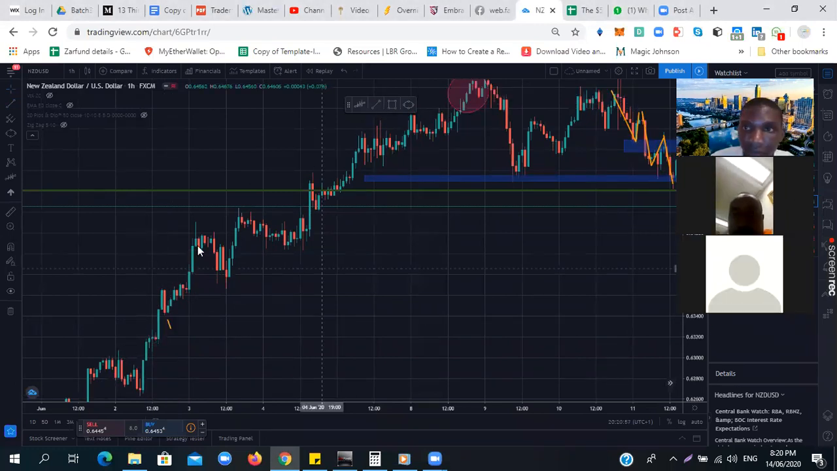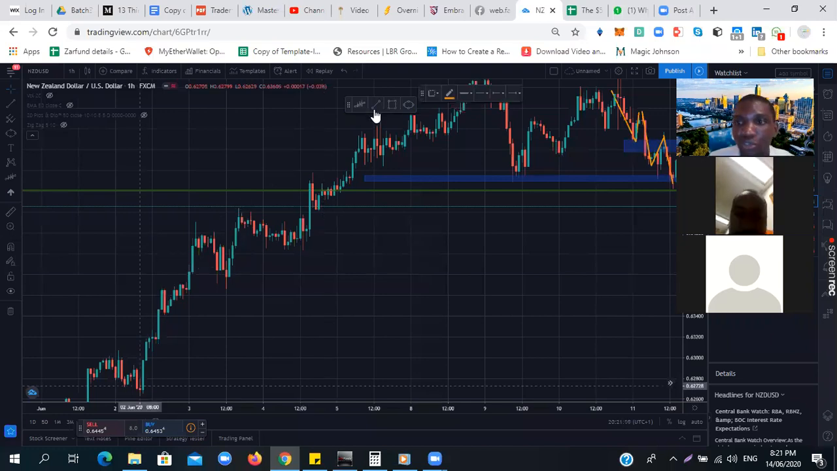Okay, so we'll start from here. The goal is for us to identify what the trend is and how we should trade it. All right, so we'll start from here, we'll go like that. Let's zoom in a bit.